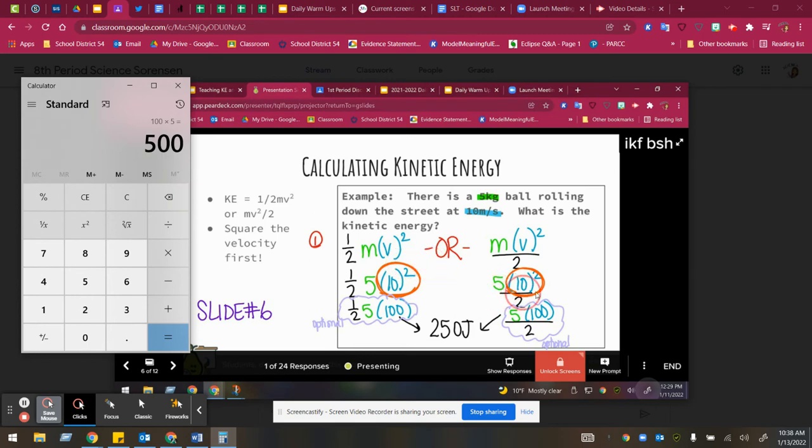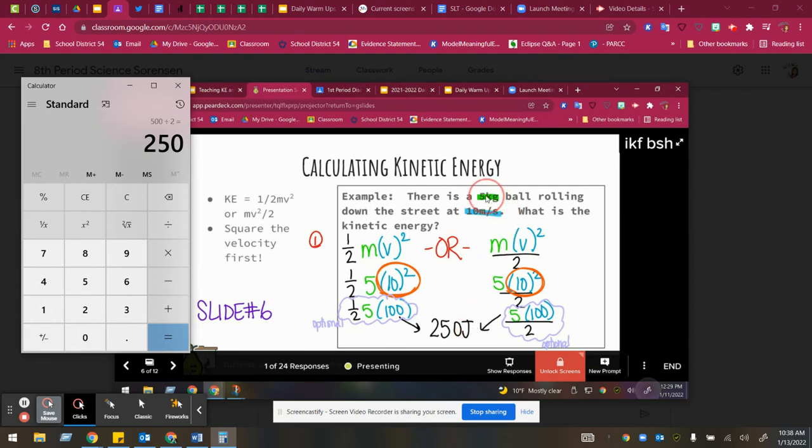Now, all of that is divided by 2. So I'm going to hit the division button and divide by 2. And that gives me the answer of 250. And because we're calculating energy, we're going to put the capital J.